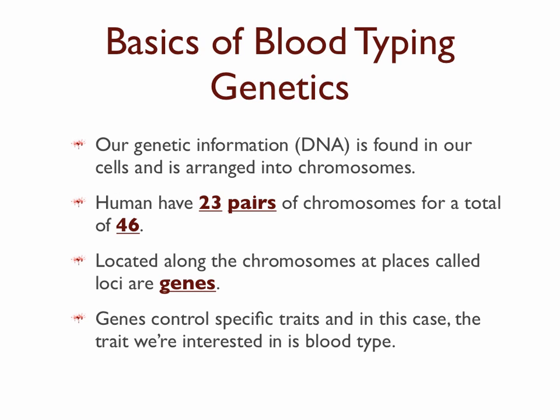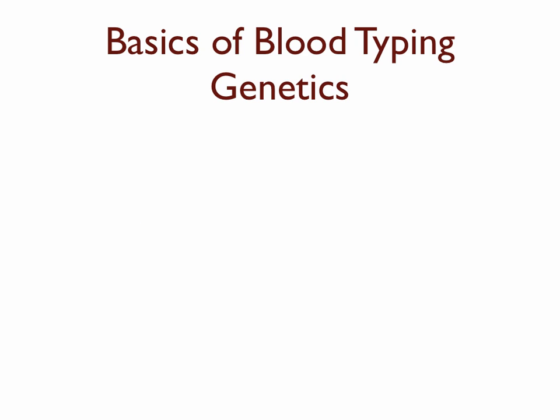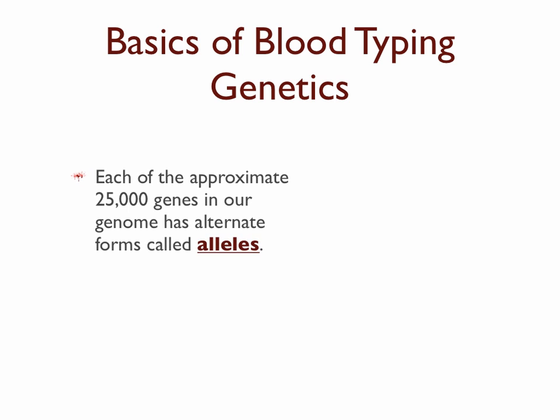Let's take a closer look at genes. In the human genome there are approximately 25,000 genes, and each of those genes has alternate forms called alleles. What this means is that each gene may have a slightly different base sequence, and as a result produce a slightly different version of a specific trait.